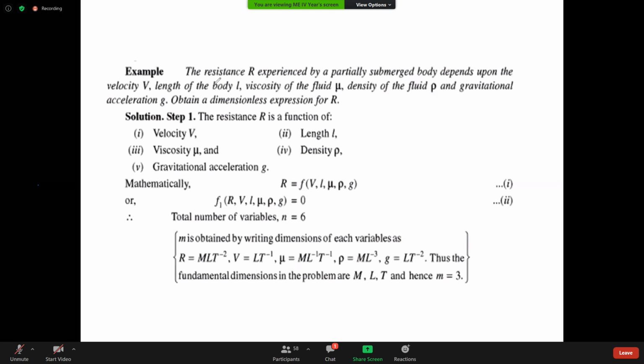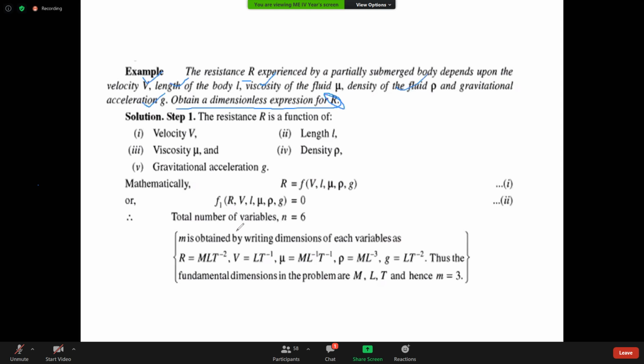See, the resistance R experienced by a partially submerged body depends upon the velocity, length of the body, viscosity, density, acceleration due to gravity. Right? It is asking you to calculate the expression for R.